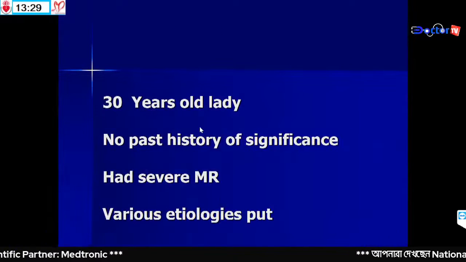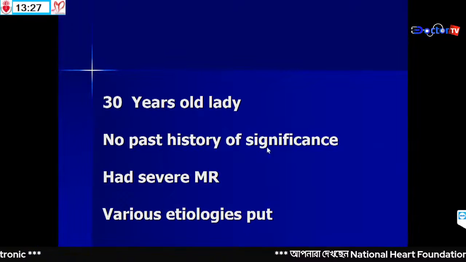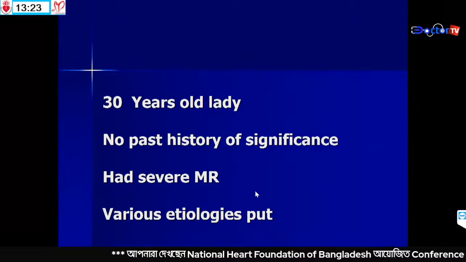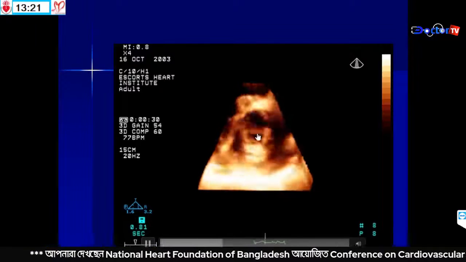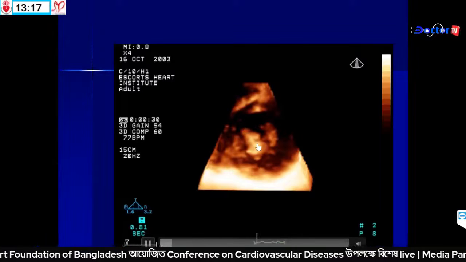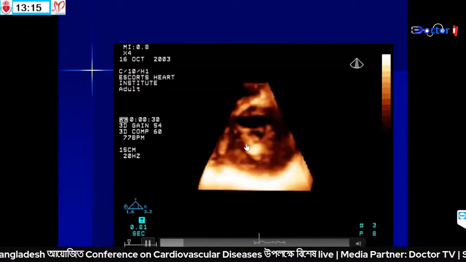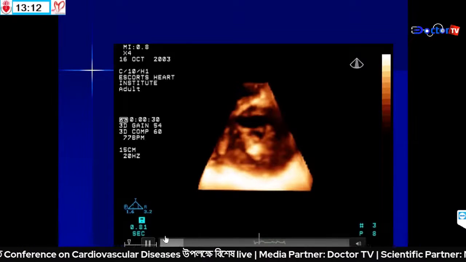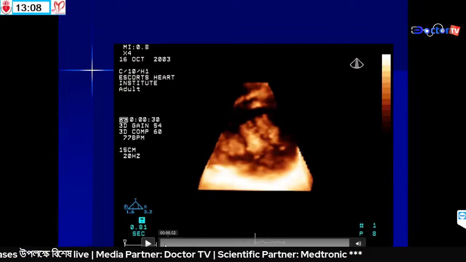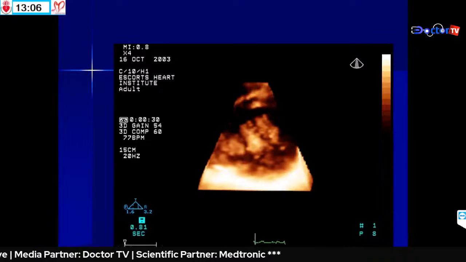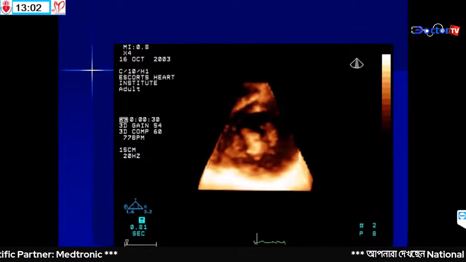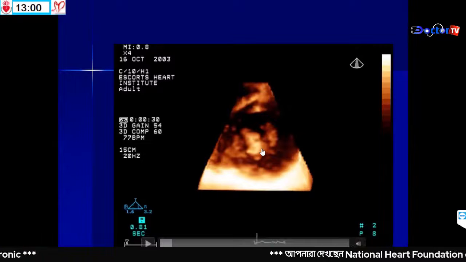So this was a 30-year-old lady, no past history of significance, who had severe MR. Various etiologies were considered, but ultimately it turned out to be a cleft in the anterior mitral leaflet. Whenever you see a cleft in the anterior mitral leaflet, you must look for any congenital heart disease. You see, this was repaired, and it went on nicely.